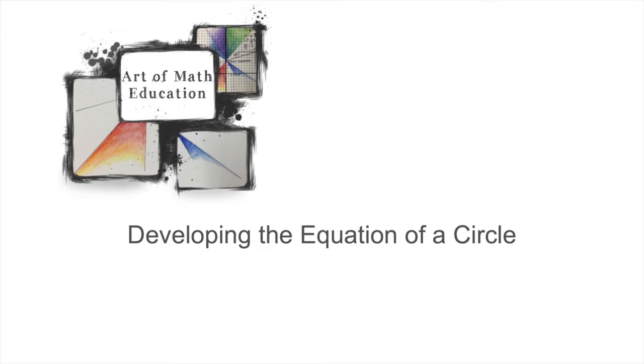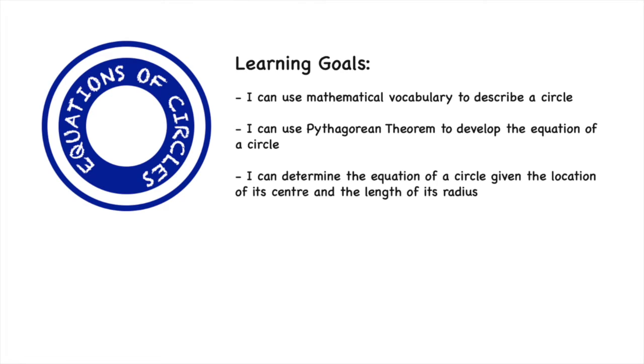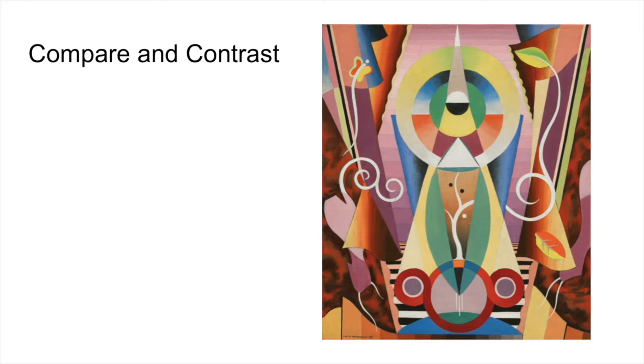Today we are going to look at how to develop the equation of a circle using Jock Macdonald's artwork, Fall. The learning goals for this lesson are to ensure that you can use appropriate mathematical vocabulary to describe a circle, that you can use Pythagorean Theorem to develop the equation of a circle, and that you know how to determine the equation of a circle given the location of its center and the length of its radius.